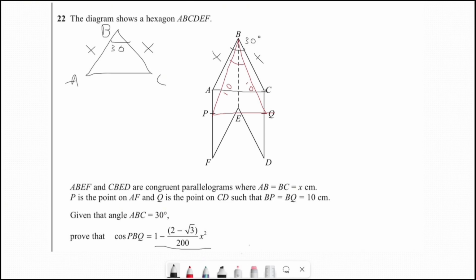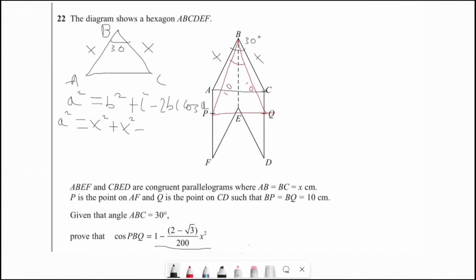Essentially the cosine rule tells us a squared is equal to b squared plus c squared minus 2bc cos a. So all we need to do is fill in the letters. So a squared is AC. We don't know that yet, we're trying to find that. But we know b squared and c squared is equal to x. So we can write x squared, add x squared, minus 2bc.